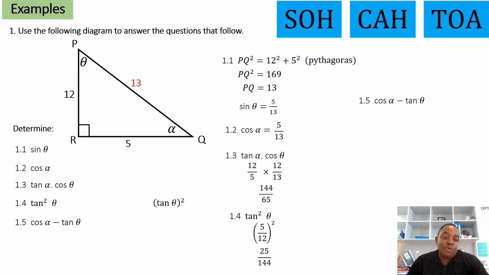Okay, last question, 1.5, asking us for cos alpha minus tan theta. Again, we just have to find the correct ratios there. Cos of alpha is 5 over 13. Subtract the tan of theta, and tan theta being opposite over adjacent is 5 over 12. Do your subtraction of fractions, get your answer, and you're there easily. So it really doesn't matter what you're asked to do, as long as you know and remember your definitions and then apply them accordingly, you'll be able to get your answers here.